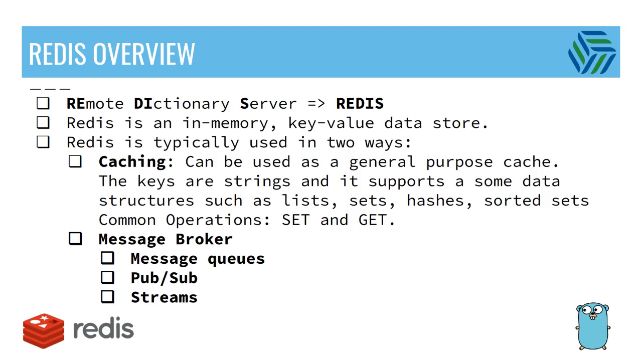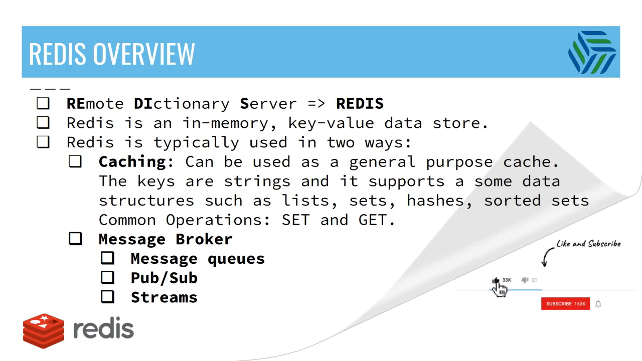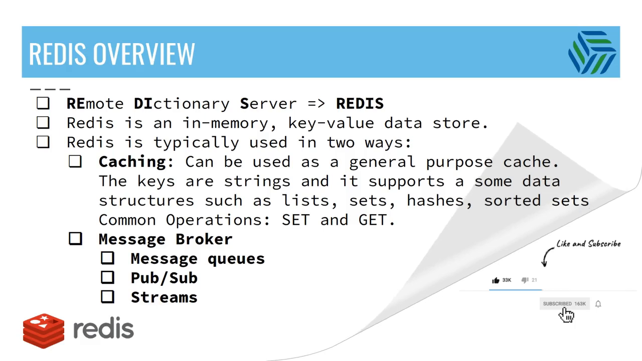For caching, the keys are strings, and it supports multiple data types such as lists, sets, hashes, and sorted sets. The most common operations are set and get, and those are the operations that we're going to use from the application. And as a message broker, Redis can be used as a message queue, as a publish subscribe middleware, or we can use Redis streams.